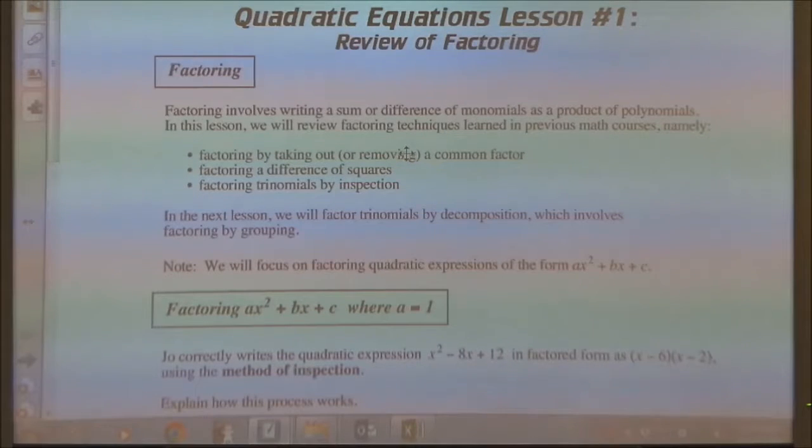Multiply two numbers together to get a product, and then you can take that product and divide it by one of those factors to get back to the original. So factoring involves writing a sum or difference of monomials as a product of polynomials. So we're going to review some of the techniques that we learned last year.